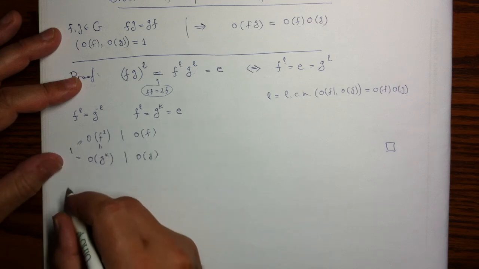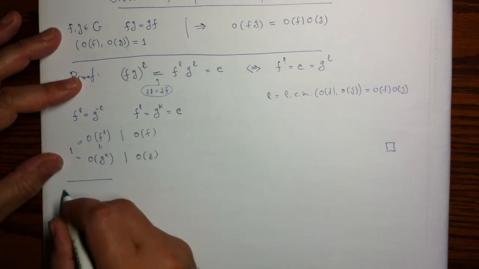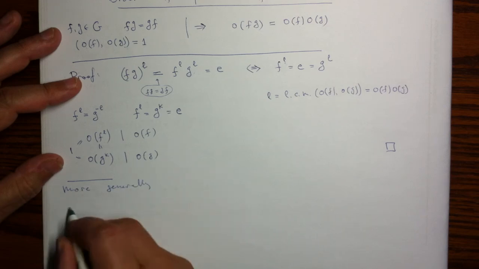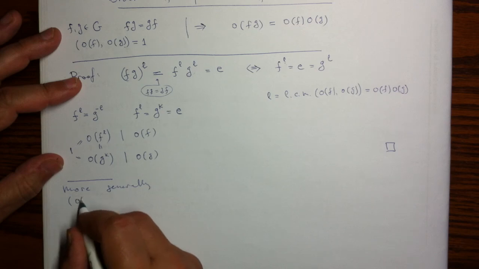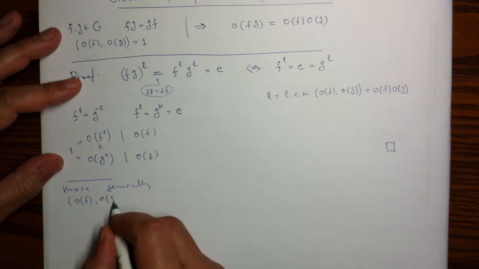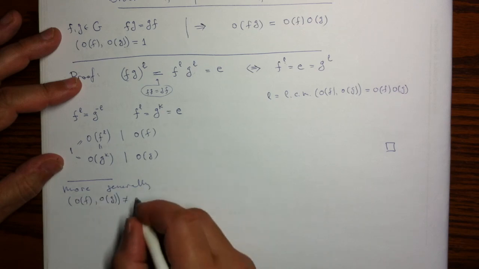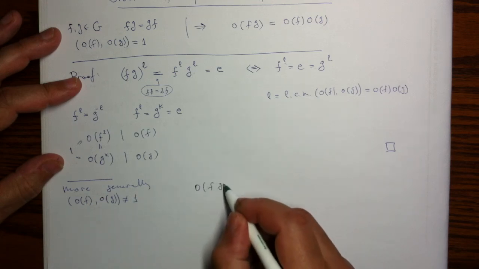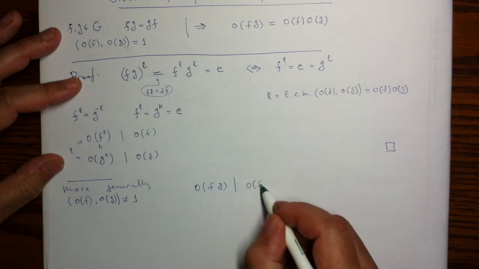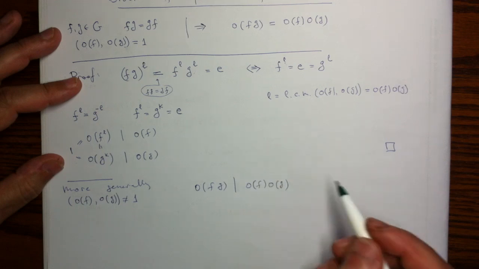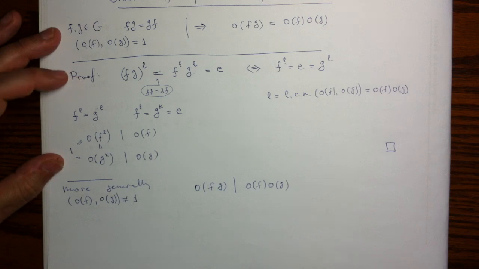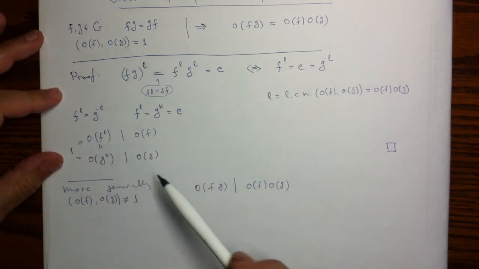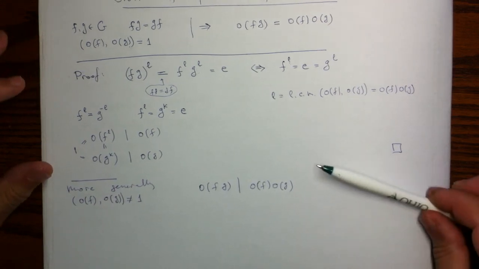So let me write that down more generally, not assuming that these two orders are coprime. We only have a division statement, that the order of the product is a divisor of the product of orders. But that is useful, that is going to be used in the next video, so stay tuned.